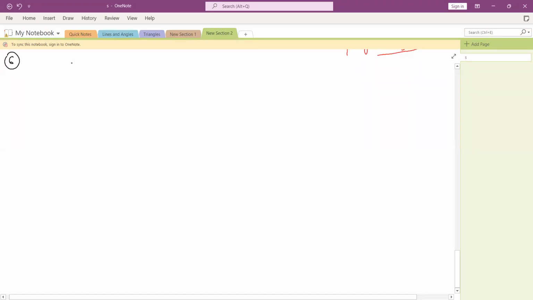Let me draw it. So you have one triangle here. All right. And then you have one more triangle here. Okay, something like this.